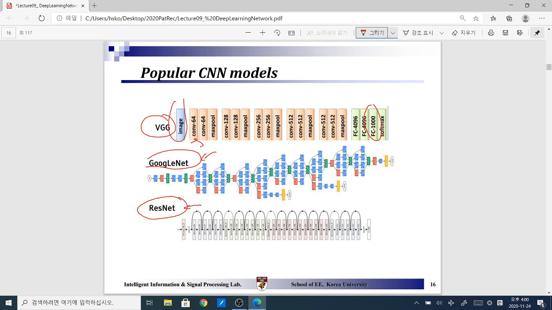ResNet has some sort of skip connections like this. So it's actually useful, better than, let's say, VGG or Google Net for some sequential type of data. We're going to talk about more of these later on, but I just wanted to say that some of the popular CNN models have very deep architecture, having multiple pairs of these convolution and pooling processes.